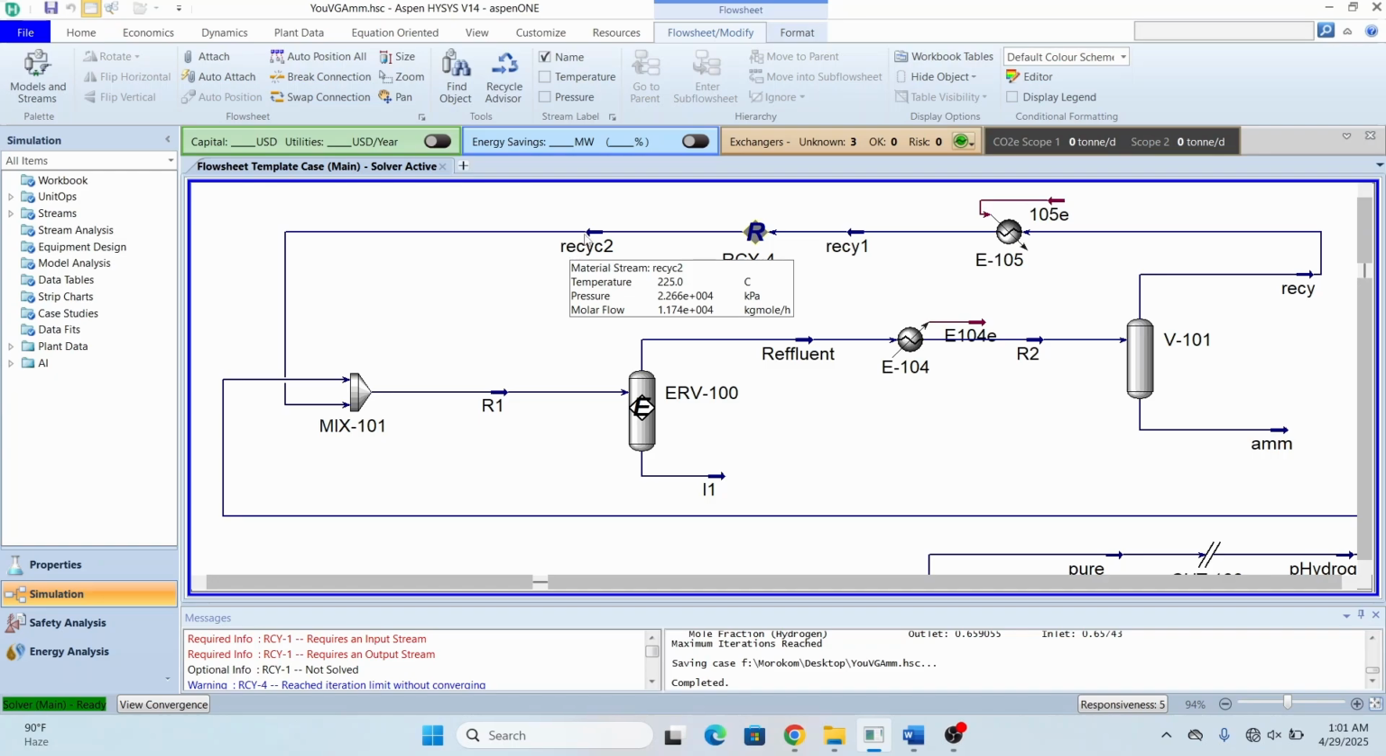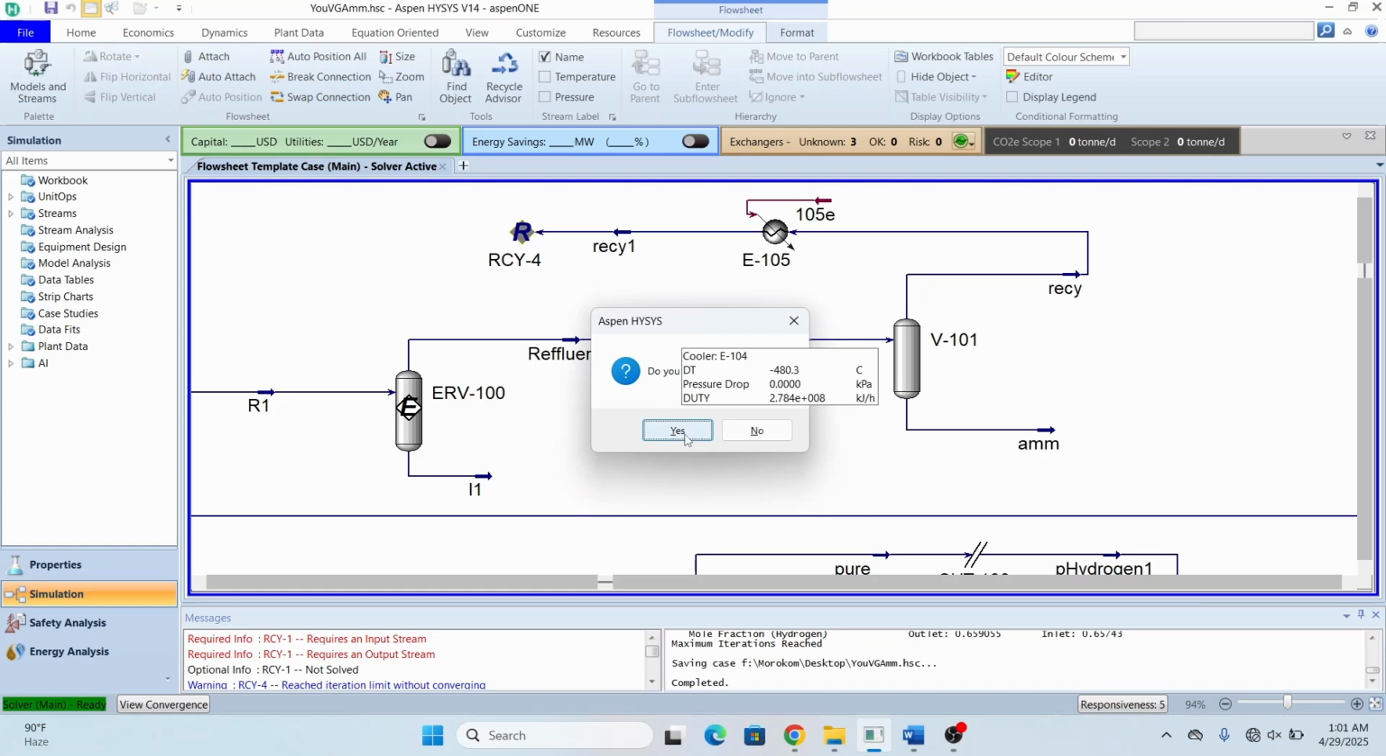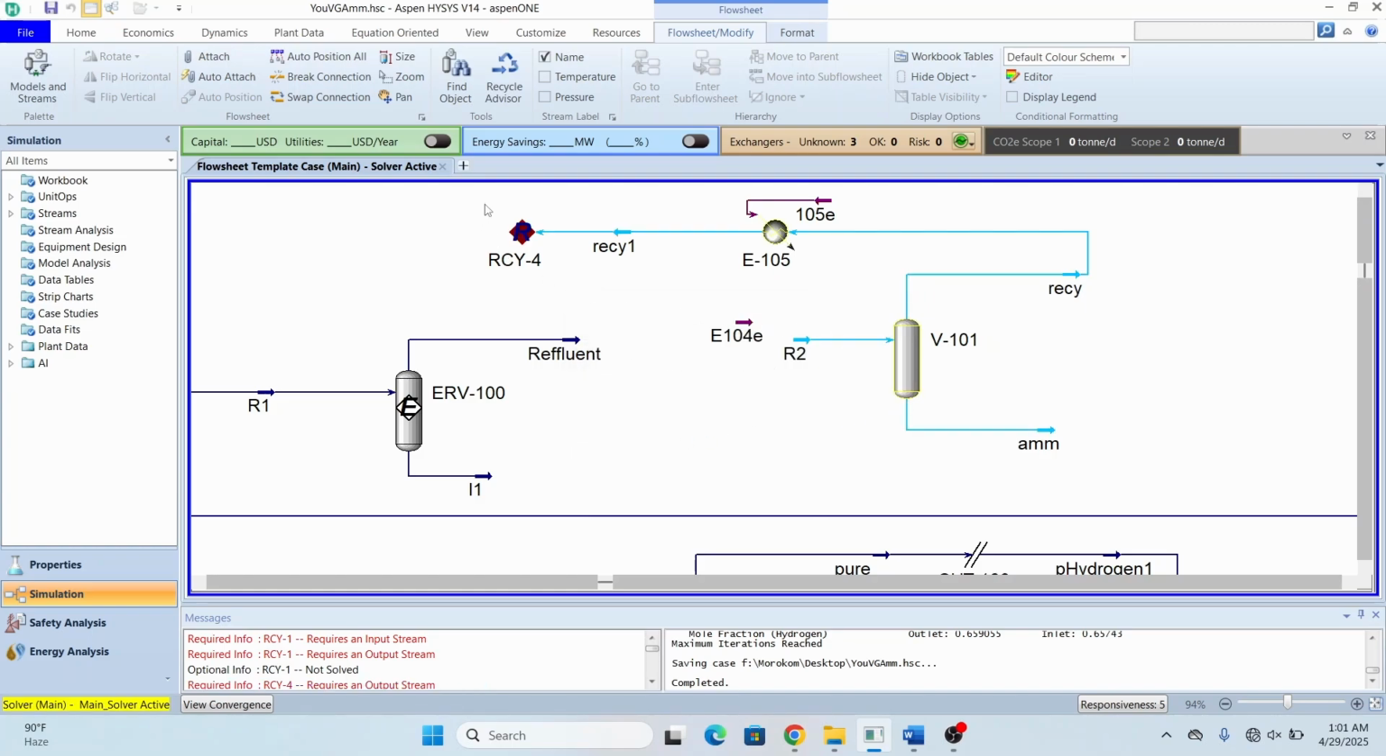So except for this recycle 2, I will delete all this equipment. Again, I will go to the break connection, and here I can press this break connection. So now this recycle stream is present as such. When we have designed all the heat exchanger networks, I will reconnect that stream, or you can say I will replace that stream at the end with this stream. So I am going to delete all this equipment.